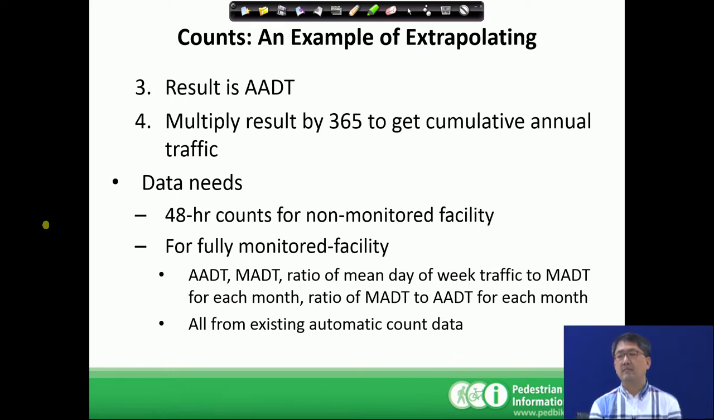Why is AADT important? AADT is the average annual daily traffic, so you will have an average for the entire year, which will reduce any underestimating or overestimating caused by different months.